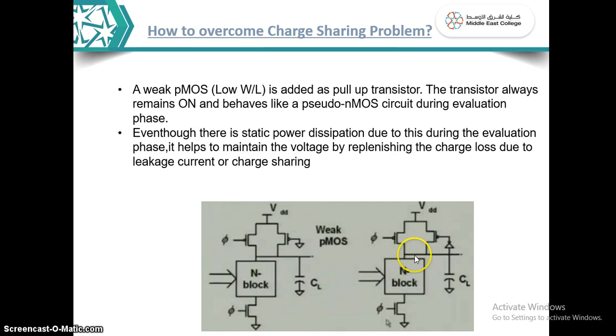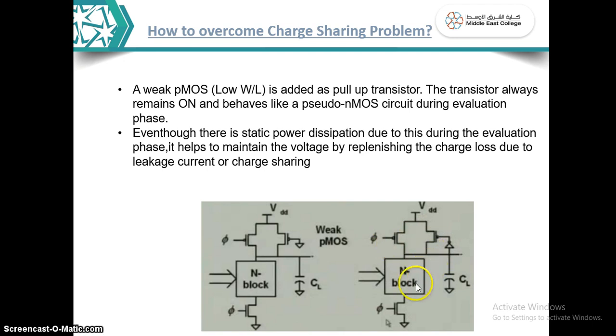You see here, when in the pre-charge phase phi equals 0, your output will be pre-charged to VDD. Pre-charged to VDD means the input of the inverter is VDD, so the inverter output will be 0. So the input of this PMOS will be 0. This also will be on, so it will help your pre-charge transistor to maintain the output at VDD in the pre-charge phase.